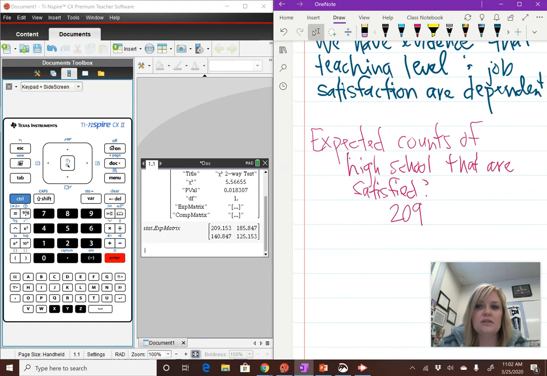So hopefully this helps you have an idea of how to do the chi-squared independence test. Remember, tomorrow at, when is it? 10:30, I think, is a Google Meet, and I'll answer all your questions about chi-squared test. Thank you. Have a good day.